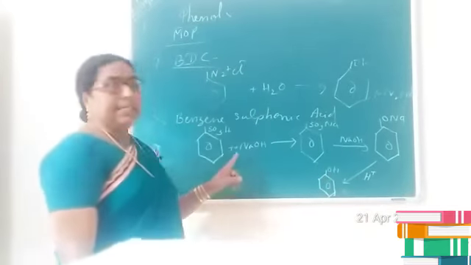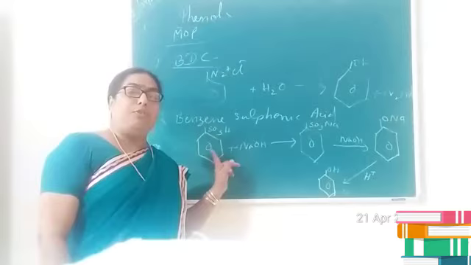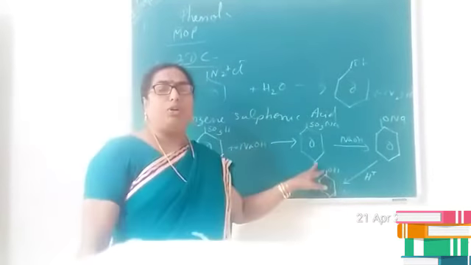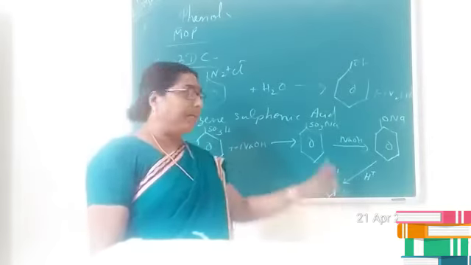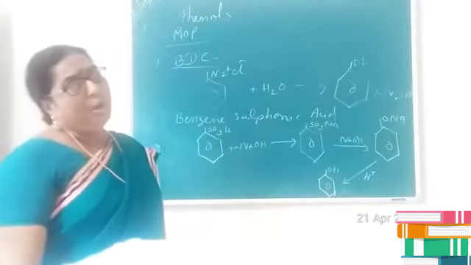Is it clear, children? This is the second method for the preparation of phenol, that is benzene sulfonic acid on reaction with sodium hydroxide produces the sodium salt of benzene sulfonic acid, which on fusion with sodium hydroxide will give you sodium phenoxide. On acidification it will give you phenol.